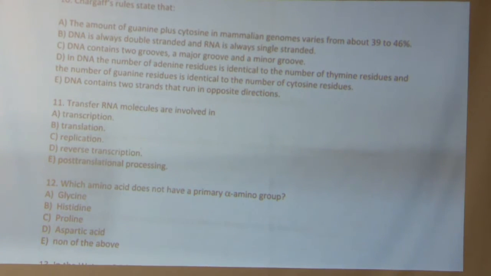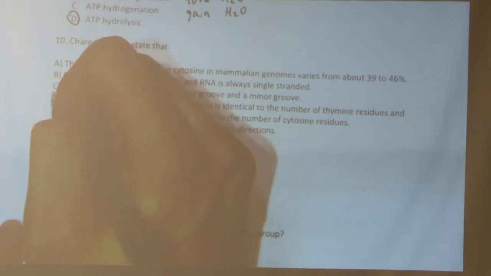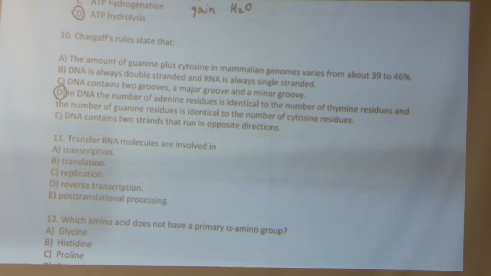Number 10. Chargaff's rule states: A, the amount of guanine plus cytosine in mammalian genomes varies from about 39 to 46%. B, DNA is always double-stranded and RNA is always single-stranded. C, DNA contains 2 grooves, a major groove and a minor groove. D, in DNA, the number of adenine residues is identical to the number of thymine residues, and the number of guanine residues is identical to the number of cytosine residues. E, DNA contains 2 strands that run in opposite directions. D? Awesome. So that's just straightforward. That's his rule. Any questions?